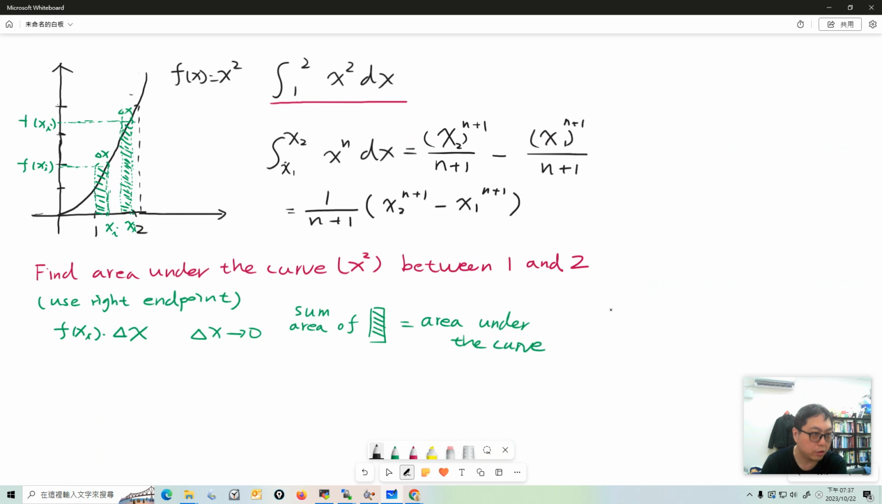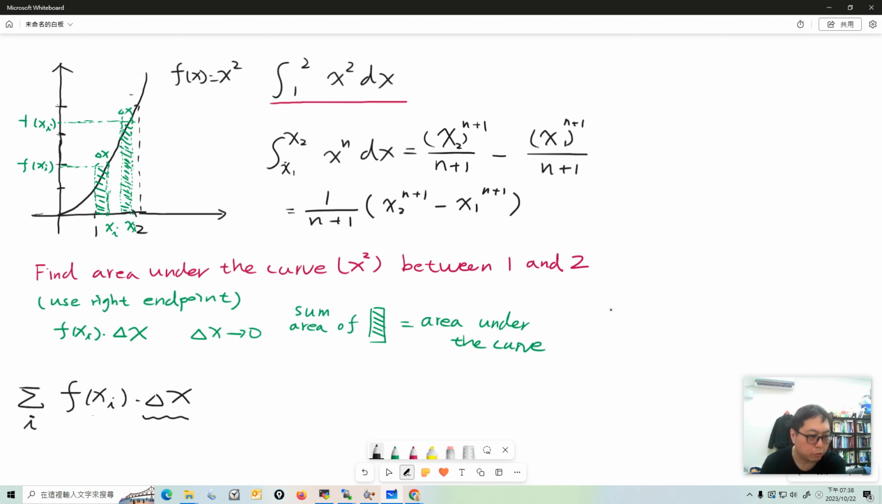Okay, so let's do this. We want to do the f of xi times delta x, and we sum all of them. Okay, there are two problems: what's the delta x, and what's the xi? Our function is x squared, don't forget it. Okay, what is delta x? The range we want to calculate is between 1 and 2.